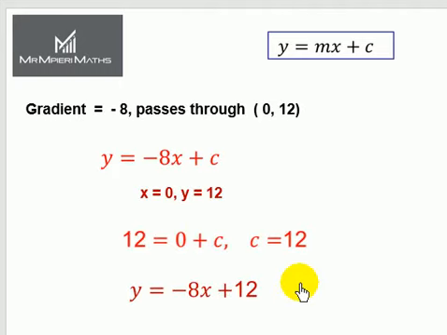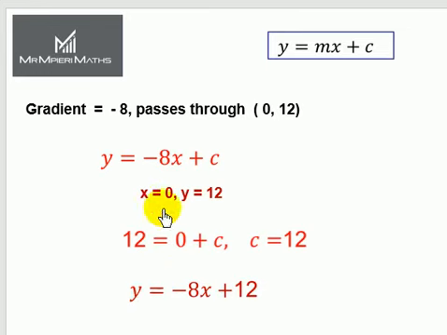Okay. So here we write the equation of a straight line, y equals mx plus c. m is already given because it's the gradient, and it's minus 8. So y equals minus 8x plus c. But obviously here, c is 12, because if x is 0, y is 12, so the line passes through that point. So you can quickly say y equals minus 8x plus 12. Done.